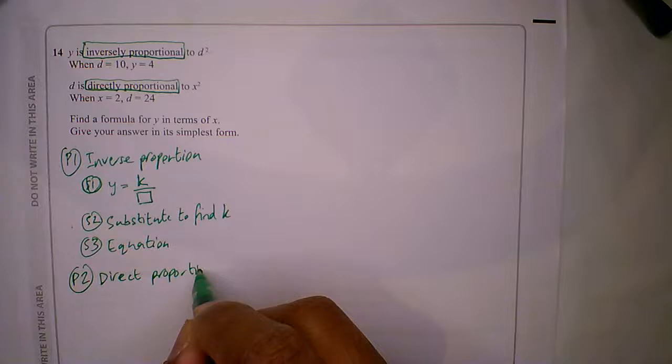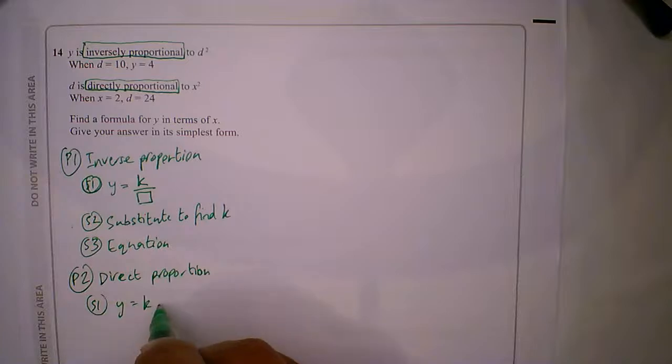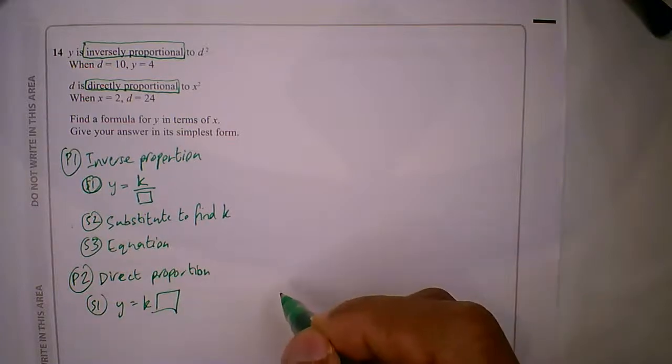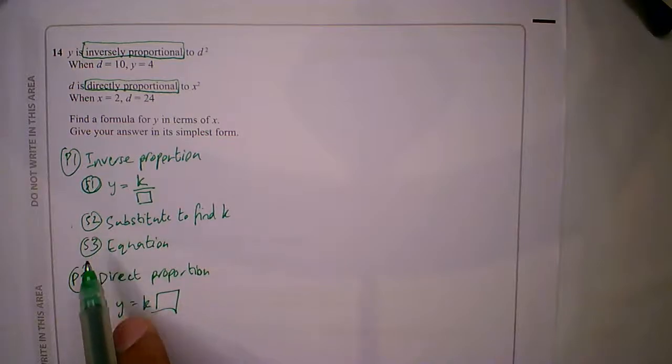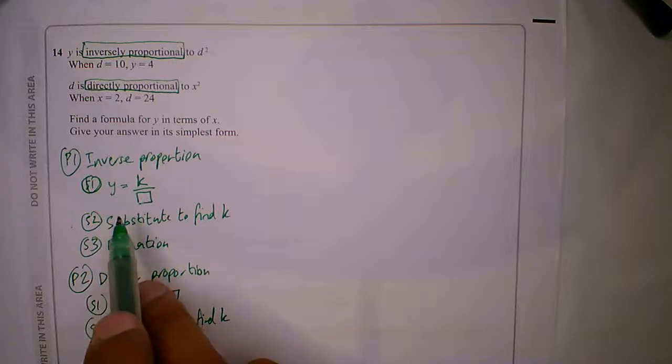So what is direct proportion? It's similar to this. Step 1, y equals k times something. That's what direct proportion is. And then I've got step 2 and step 3. It's similar, in fact, it's the same. Step 2, which is substitute to find k. And then step 3, I'll have an equation.